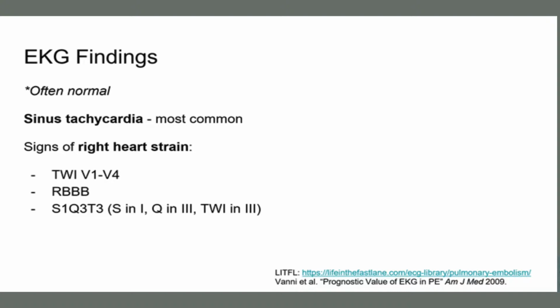The major components to be looking for are T-wave inversions in the precordial leads, V1 to V4. If you see a right bundle branch block, or the common S1, Q3, T3, common in the boards and test questions, but less common in the actual wards. This is when you have an S in 1, a Q in 3, and T-wave inversions in 3, all of which are not super common. There is a good resource in the bottom right corner from Life in the Fast Lane about pulmonary embolisms and EKGs. That's worth checking out if you're interested.